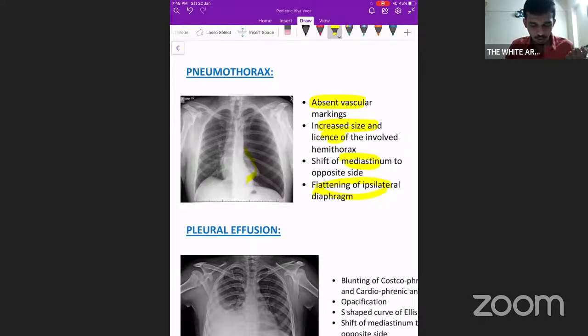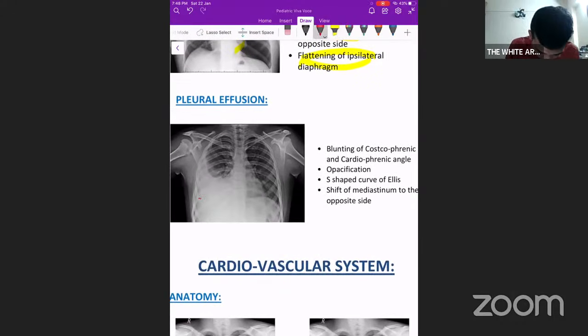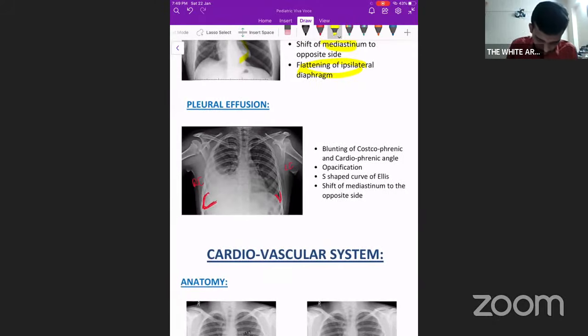That was pneumothorax. Next is pleural effusion. What will happen? This is the costophrenic angle. There will be blunting of the costophrenic angle, meaning the costophrenic angle is not visualized. Look over here at the left side and at the right side. There is blunting of the costophrenic angle and there is opacification. And since the X-ray beam moves tangentially, there is an S-shaped curve of Ellis. So this is your pleural effusion.